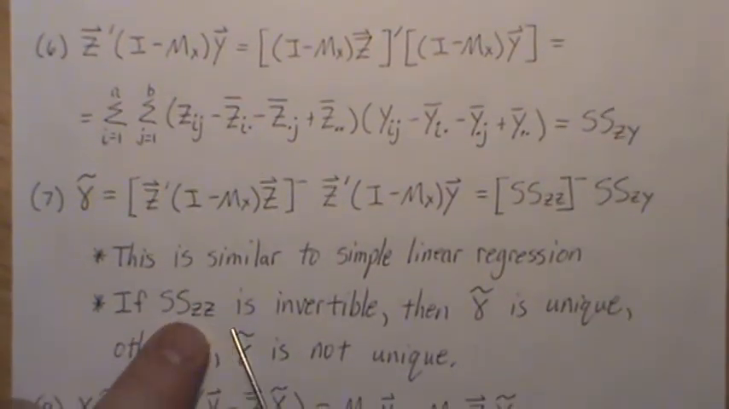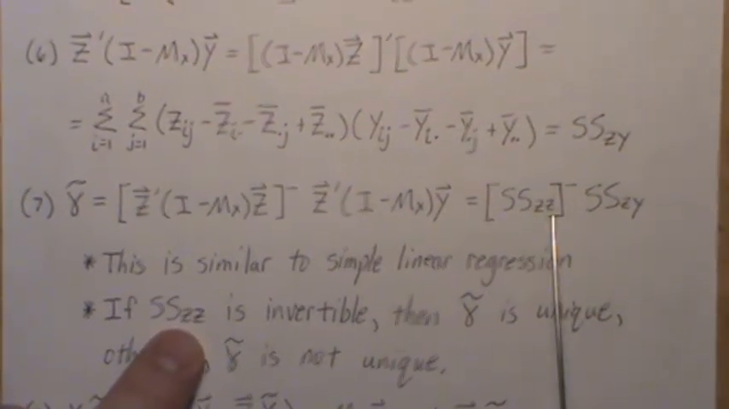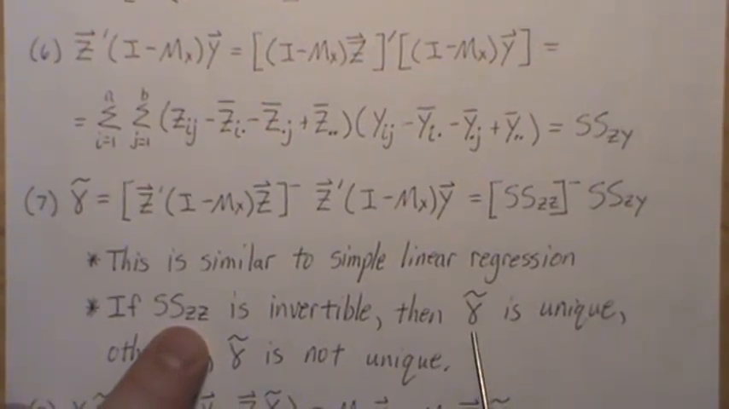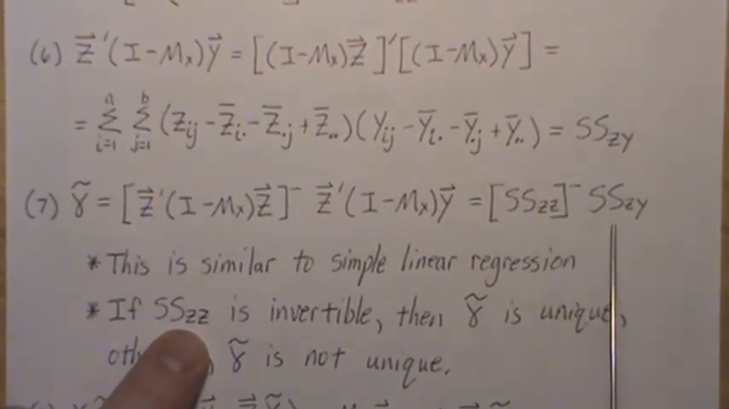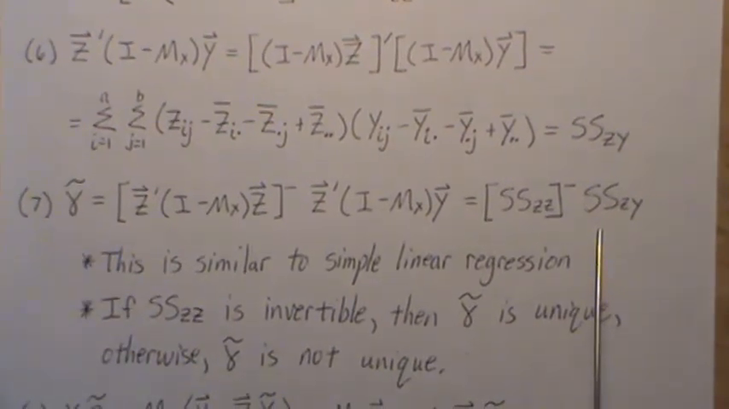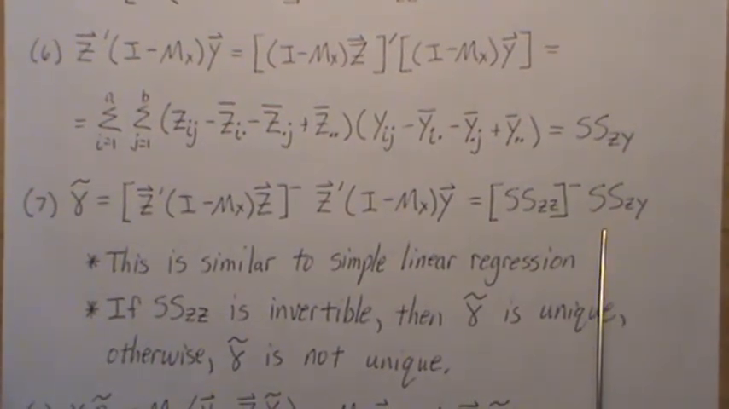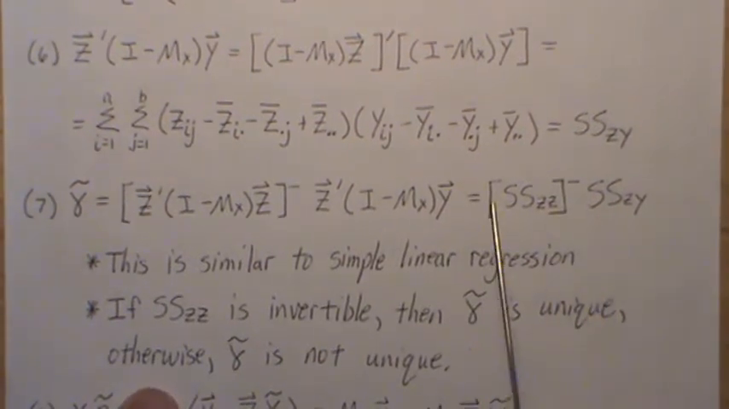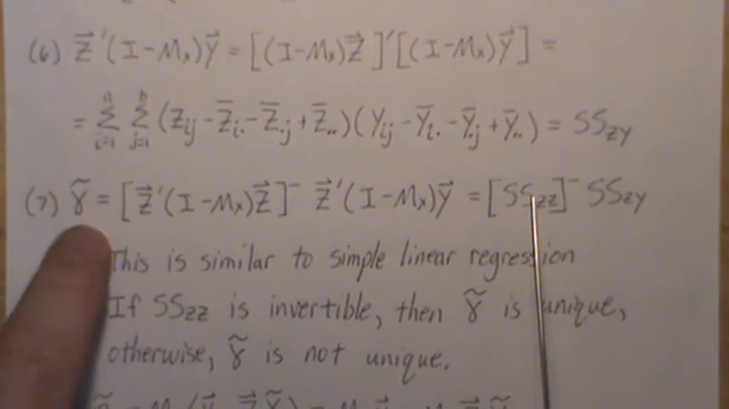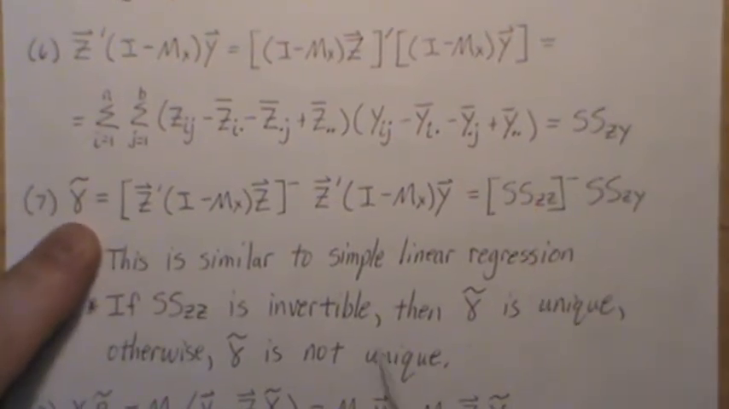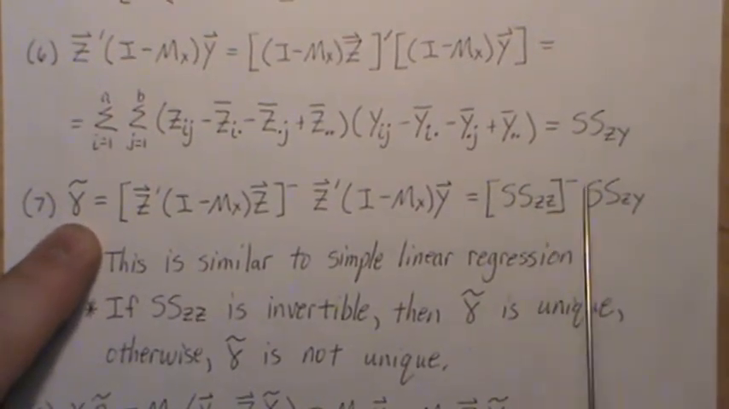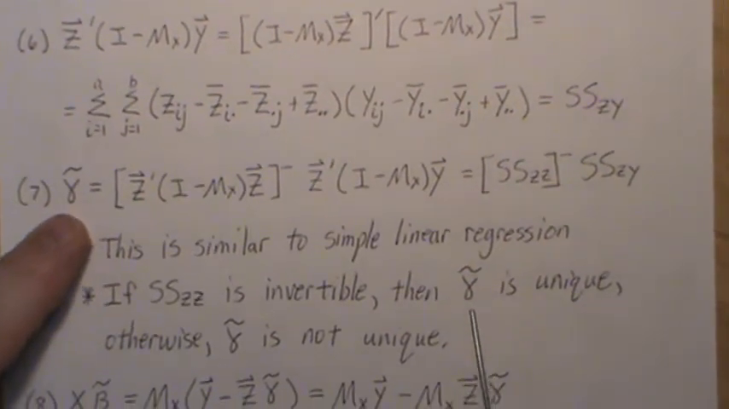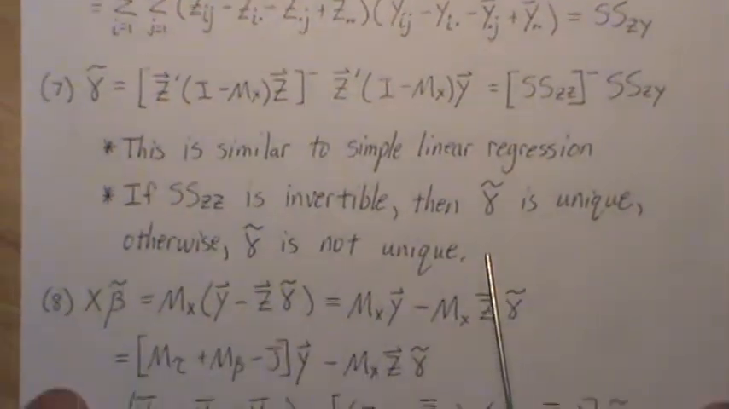So if SSZZ is invertible, meaning it's a number, then the gamma tilde is unique. We get a unique value. And actually this is illustrated in the R examples, the next two videos that I do. It's actually kind of neat how it all works out. If this is not invertible, then the least squares estimate is not unique. But in most cases, this is invertible, and we get a unique solution for the gamma parameter.